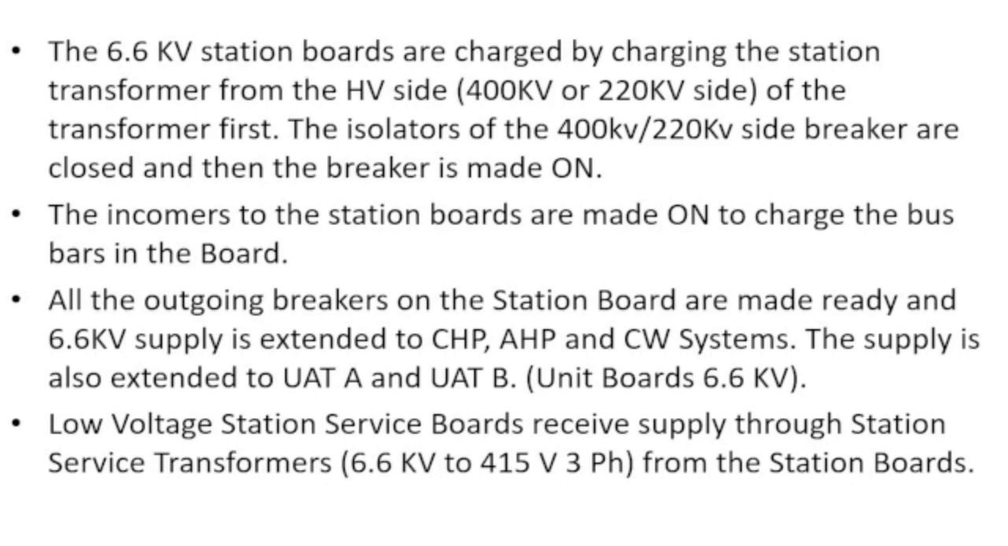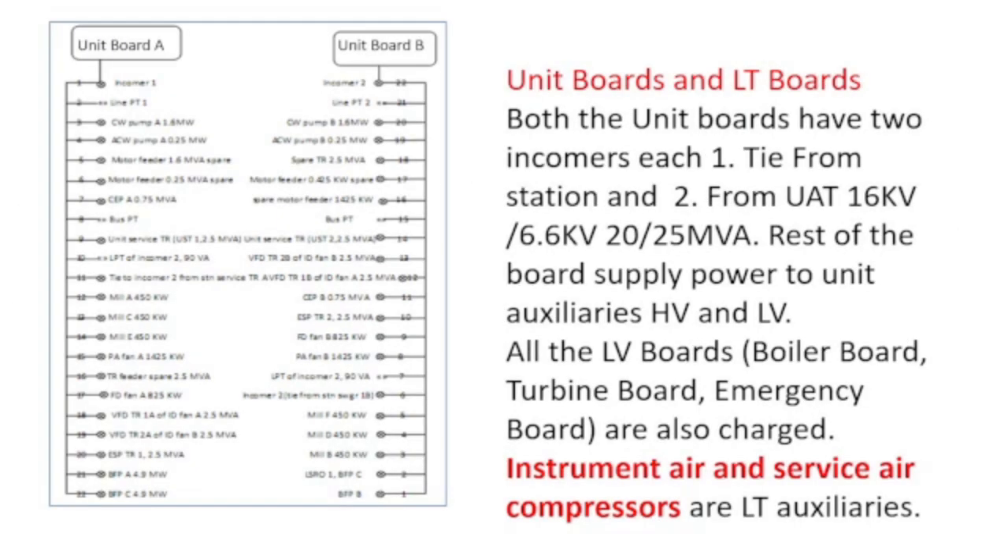The supply is also extended to UAT A and UAT B, that is the unit boards of 6.6 kV unit boards. Low voltage station service boards, they receive supply through the station service transformers from the station boards. The unit boards and LT boards, both the unit boards have two incomers each. The first one is the tie from the station and second is from the UAT, 16 kV, 6.6 kV or 20 to 25 MVA.